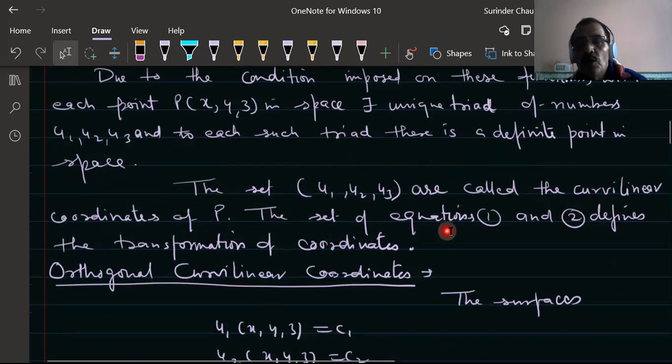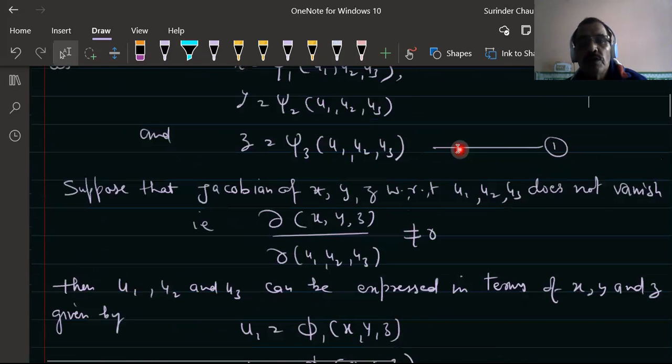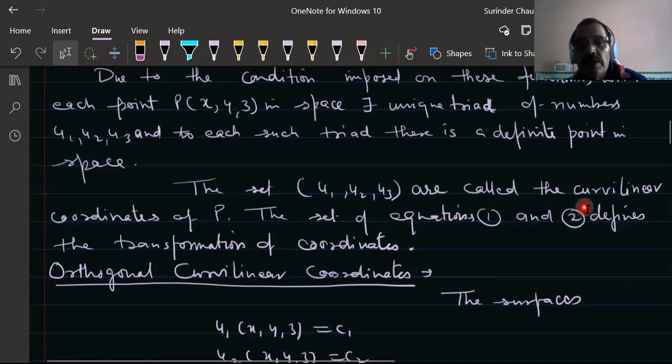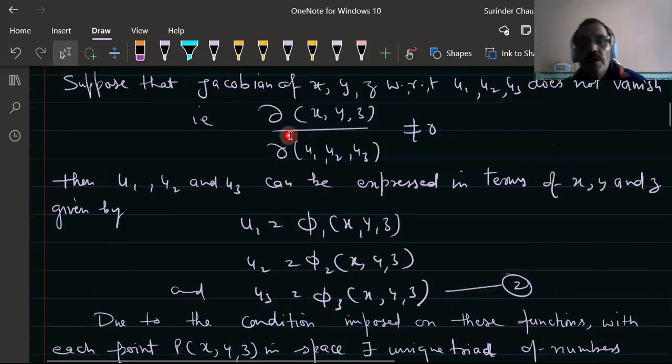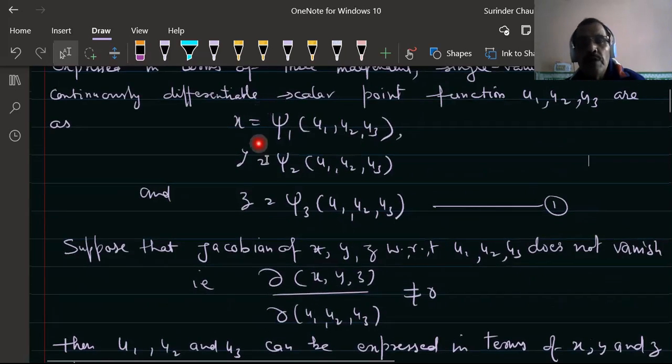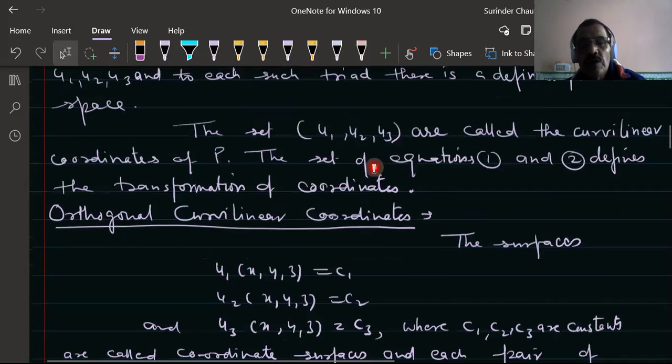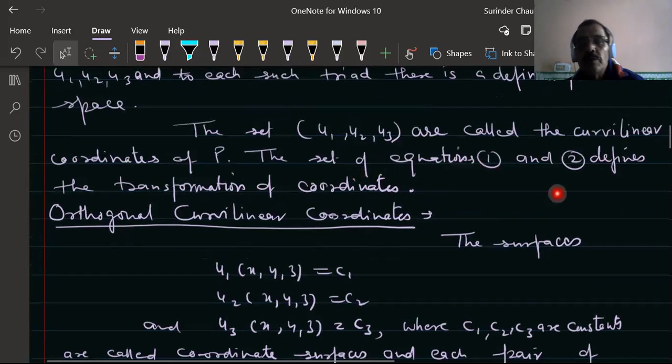The set of equations: the first is this, and the second is this. First, we define the transformation of coordinates. Here we are given x in terms of the curvilinear coordinates u1, u2, u3. Now we can write the curvilinear coordinates in terms of the rectangular coordinates. This is called the transformation, first and second.